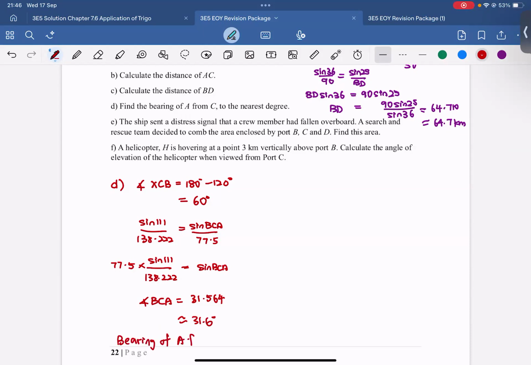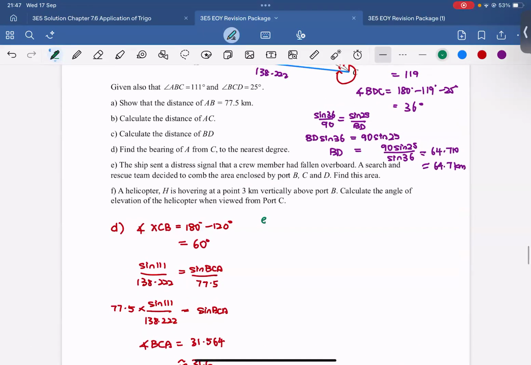So the bearing of A from C will be 360 minus 60 minus 31.564. We will get 268.435. Okay, the question says round off to the nearest degree. So 268 degree. Okay, this one don't leave to 1 dp because the question says to nearest degree. Otherwise, normally we change it to 1 dp. So far okay, everyone? Yeah.